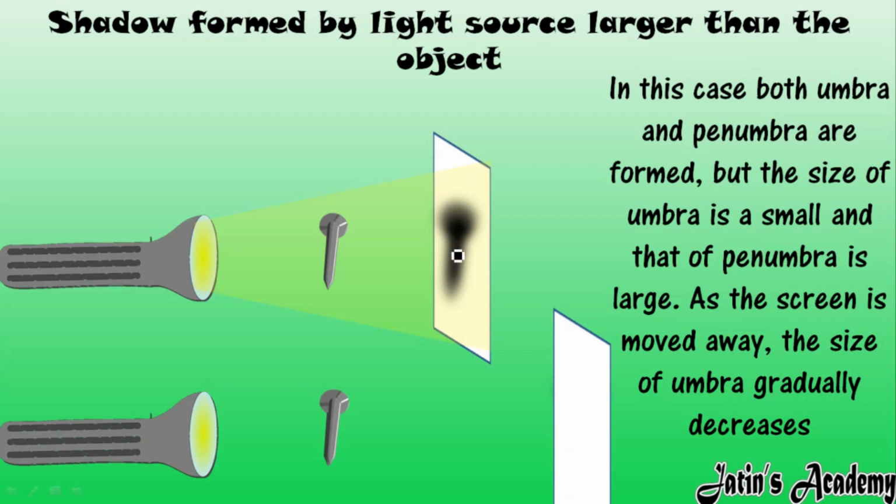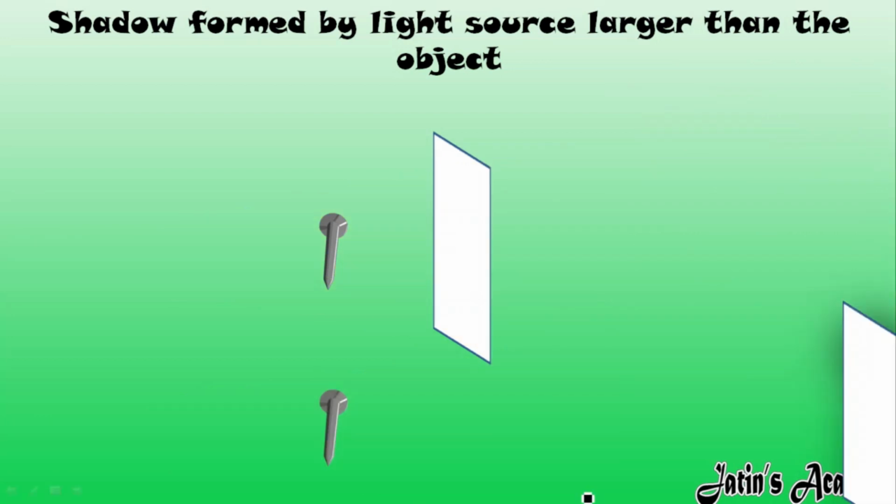Here also umbra is there and penumbra is there, but you can see the size of umbra is smaller than that of penumbra. Umbra is small and penumbra is large. This is the penumbra, the outer region. Partial darkness is more and inner darkness, or umbra, is less. But whenever I take the screen away from the opaque object, the size of the umbra gradually decreases very much, and the penumbra increases. Now in this case I took the screen very far away from the opaque object.